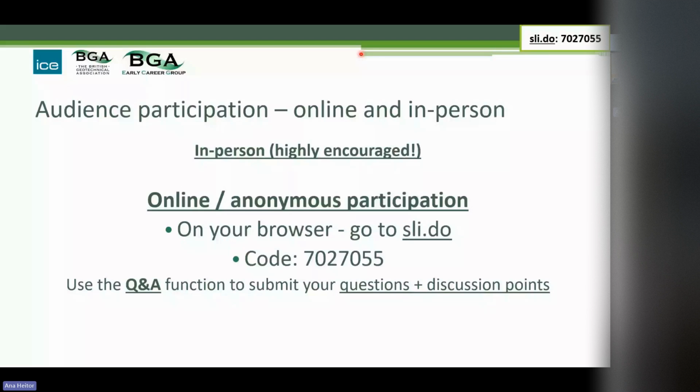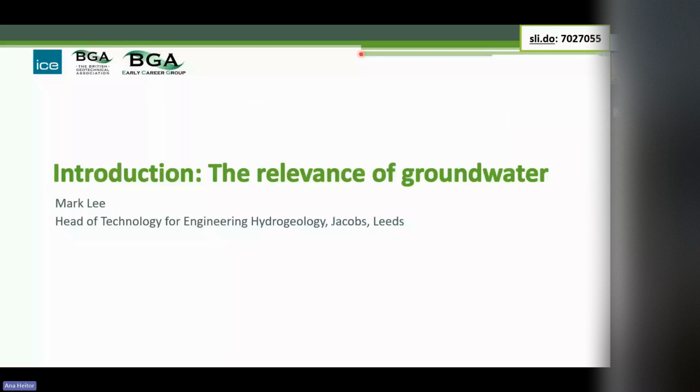Okay, so that's it from me now. The first presentation tonight is from Mark Lee. It's our introduction and the relevance of groundwater.